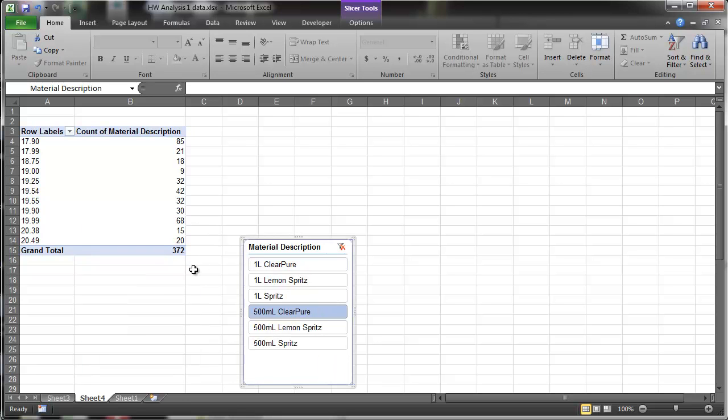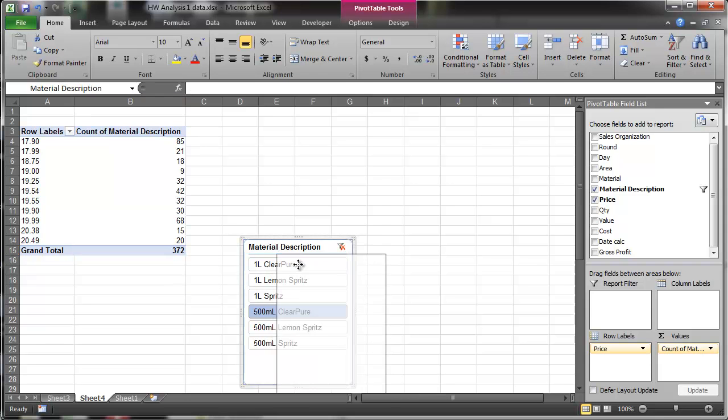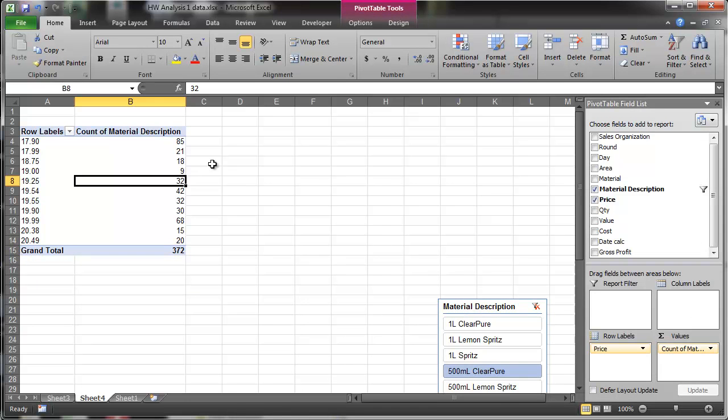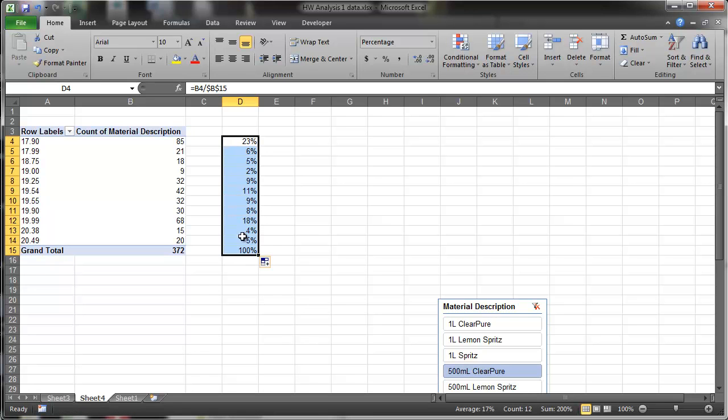So I would do the same thing where this is the total number of sales that occurred, 372, and I would divide by the 372. So I say the probability, I'll just do it, it's equal to B4, so I got it right that time, divided by B15, in this case, and that's the probability that the sale occurred at $17.90. And you can drag it all down. So these are the different probabilities.